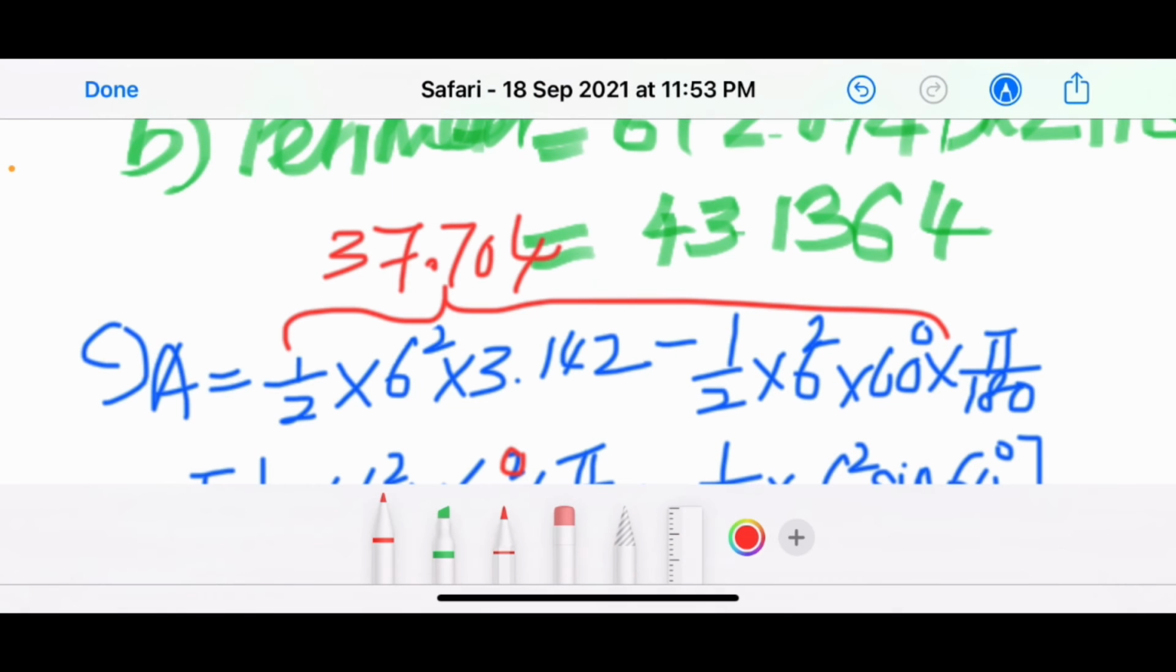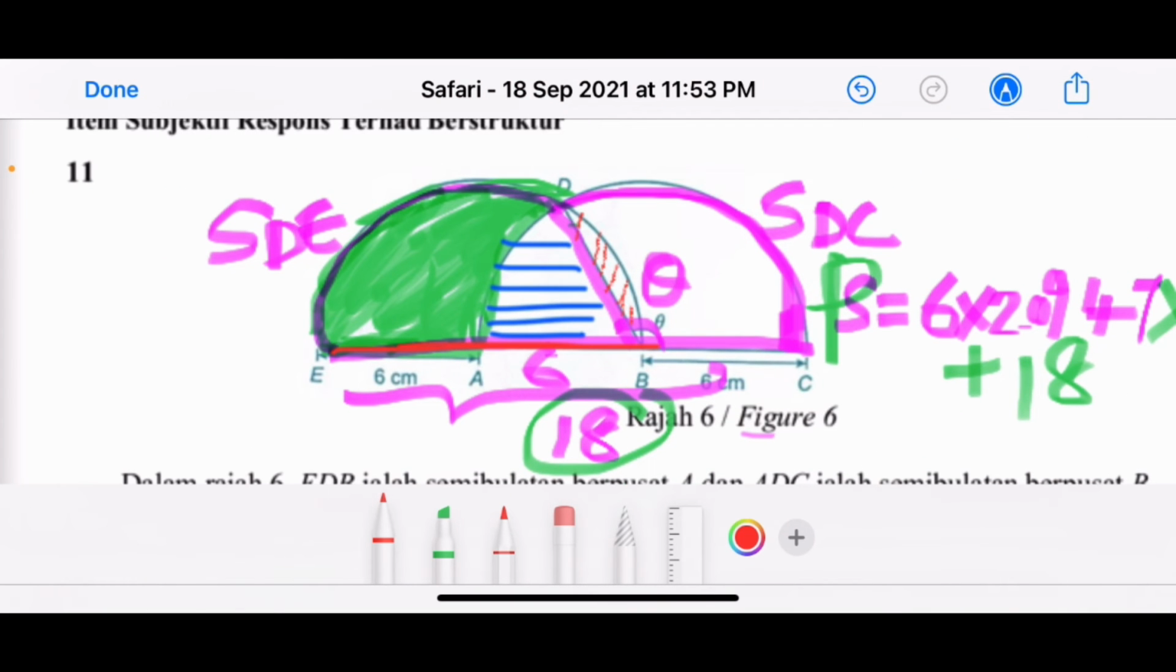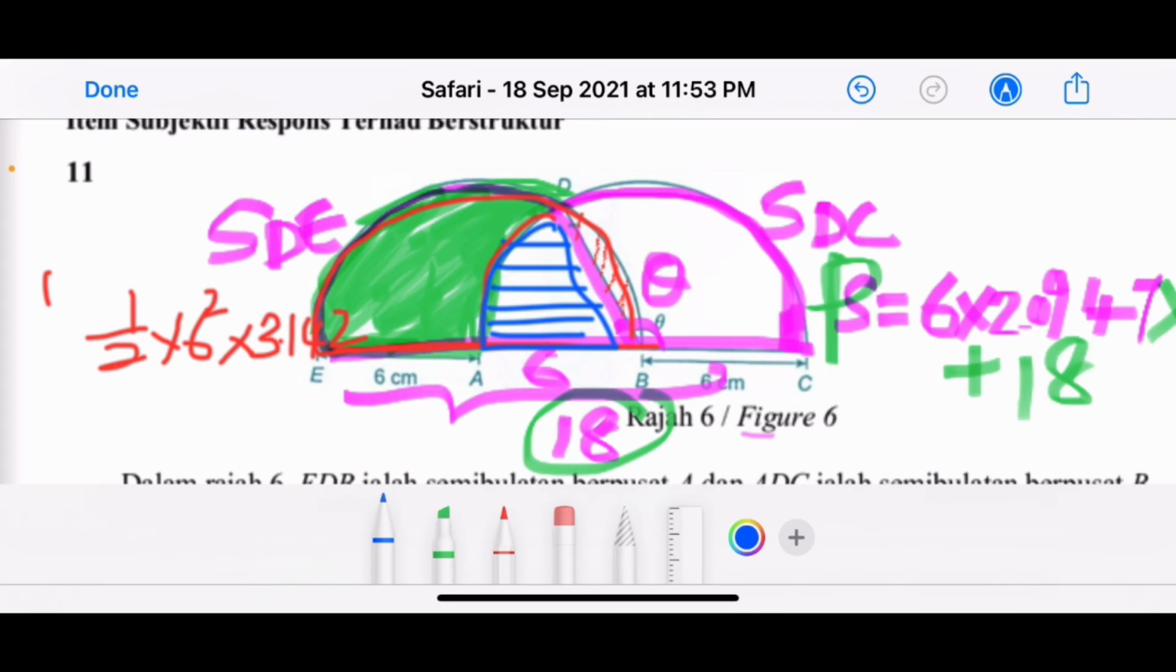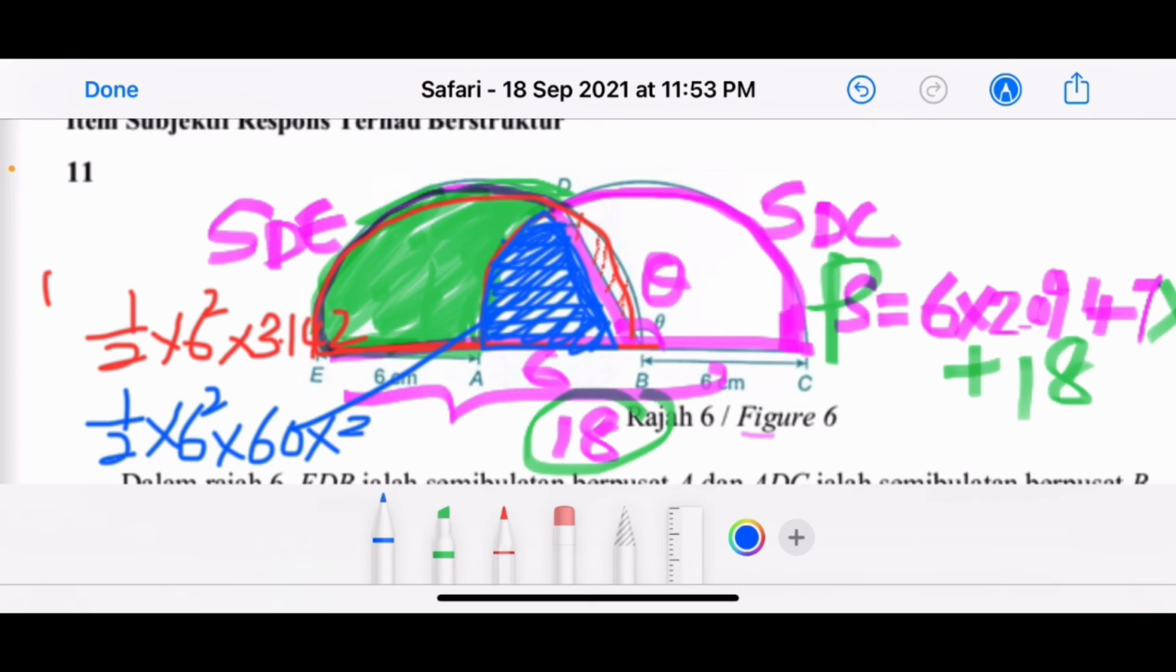Okay, if I press the calculator for this one, area of the semicircle minus area of the sector, right? So I will take this semicircle, which is 1/2 times pi r squared, divided by 2. So for this semicircle, I'm going to minus this one. Let me highlight in blue color. I'm going to minus the blue color sector. This sector is 1/2 times 6 squared times theta. Theta must be times pi over 180, given 3.142.